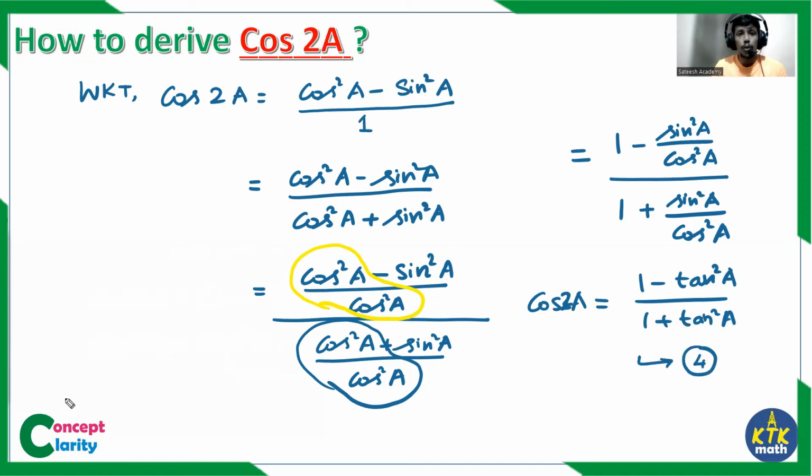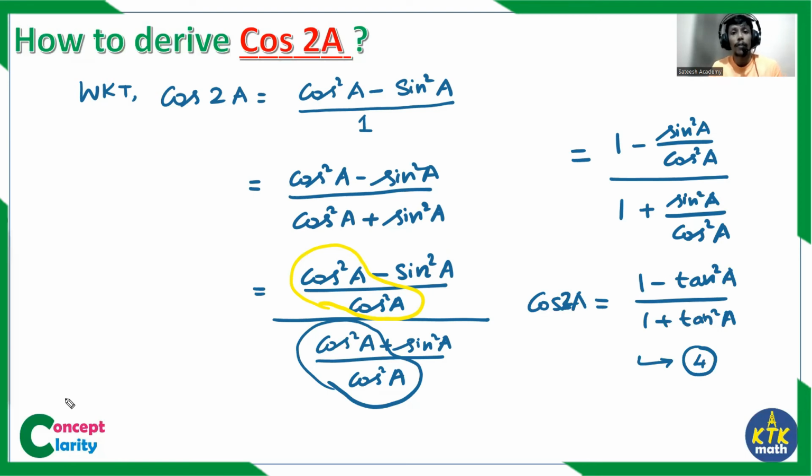So for cos 2A, we have arrived at 4 different formulas. So the first formula we have learned is cos square A minus sin square A, and then one will be completely in terms of sin square A, another one completely in terms of cos square A, and the last one is in terms of tan square A.